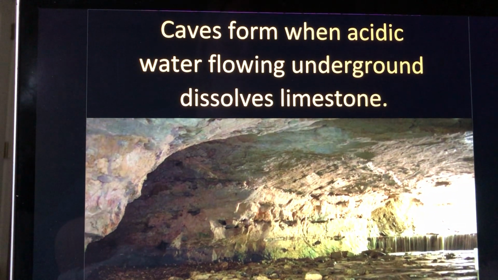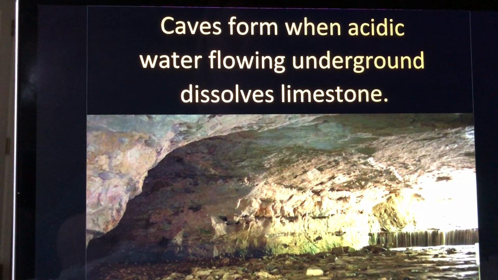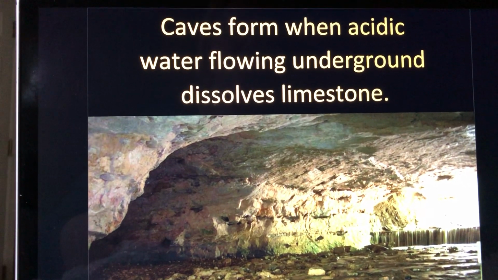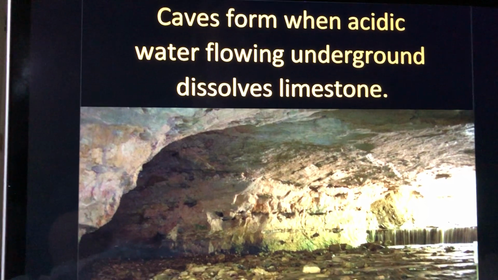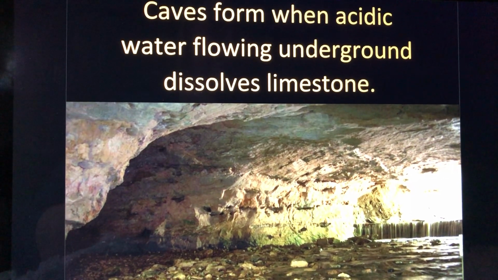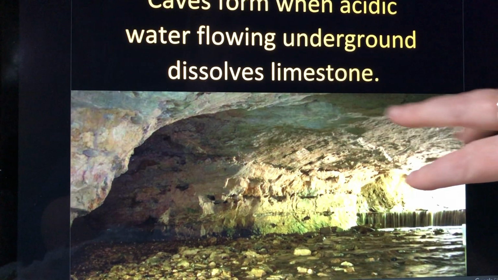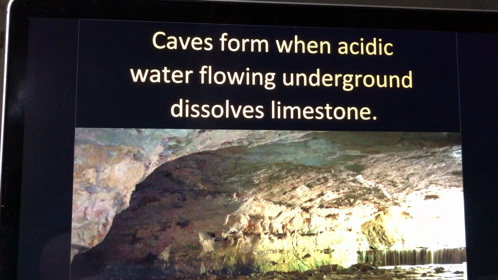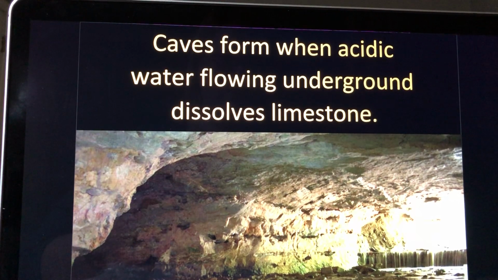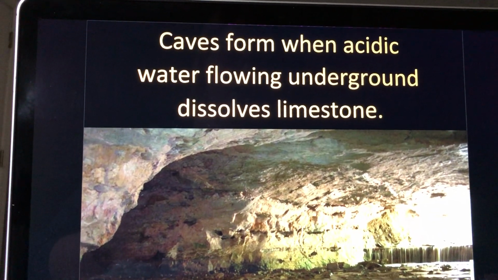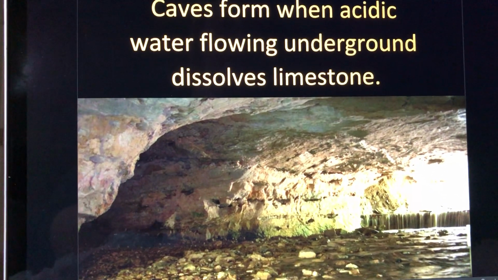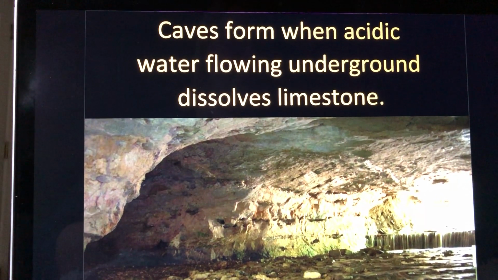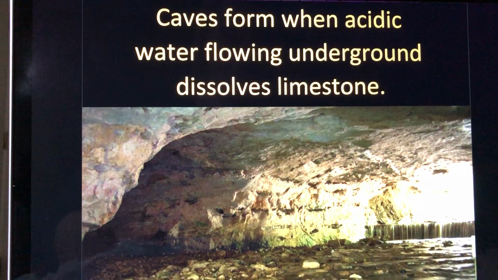Here we go. Caves. They're going to form when acidic water flowing underground dissolves the limestone. Did you know that? A cave is going to get this space in the middle because the water made the rock, the limestone in the rock, dissolve. Again, you guys say that word disappear. It means dissolve. It broke it down. That's cool. Sometimes we don't think about how caves form.